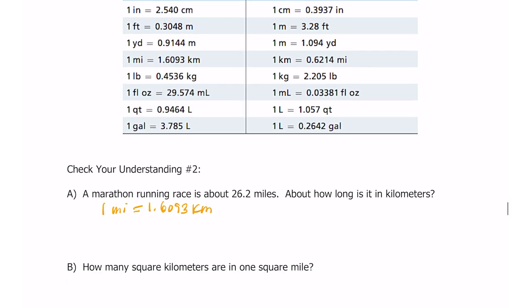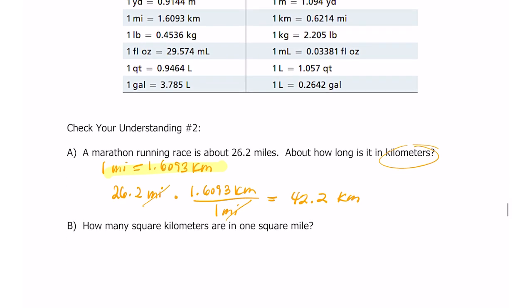Okay, so I'm going to use unit analysis. I'm trying to convert 26.2 miles to kilometers. So I'm going to multiply by my conversion right here. We just need to make sure that the miles cancel because we need to be left with kilometers. So that just means I need to put the 1.6093 kilometers in the numerator and the 1 mile in the denominator. And my miles cancel, and now I just multiply straight across, 26.2 times 1.6093, and it's 42.2 kilometers.